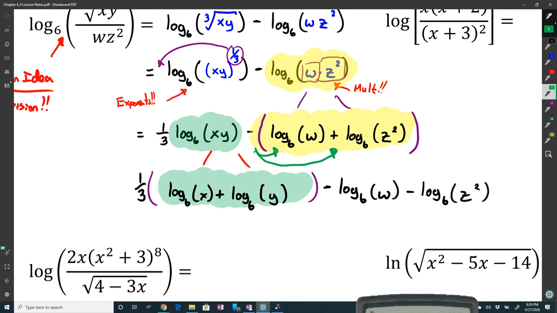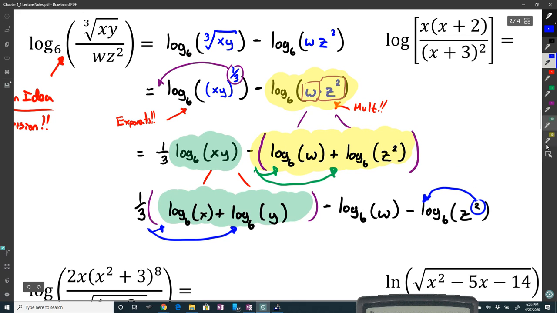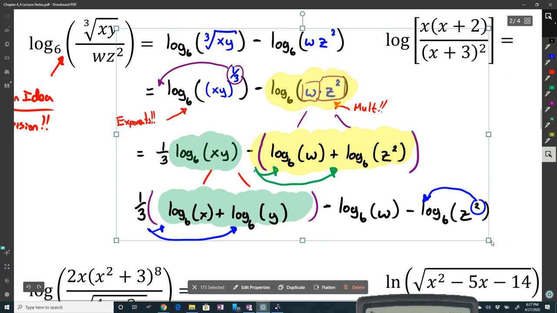Okay, and then my last step is to move this exponent to the front of its own log and distribute the 1/3. Okay, remember you can't distribute inside. When I say distribute, it means you just slap it in front of the log, and that's all you're doing.